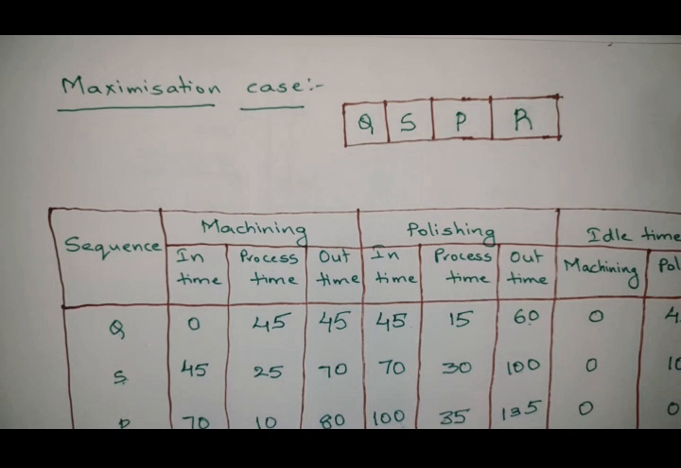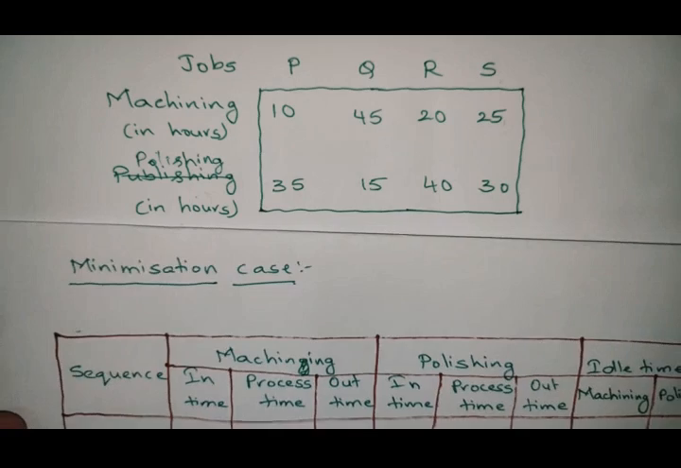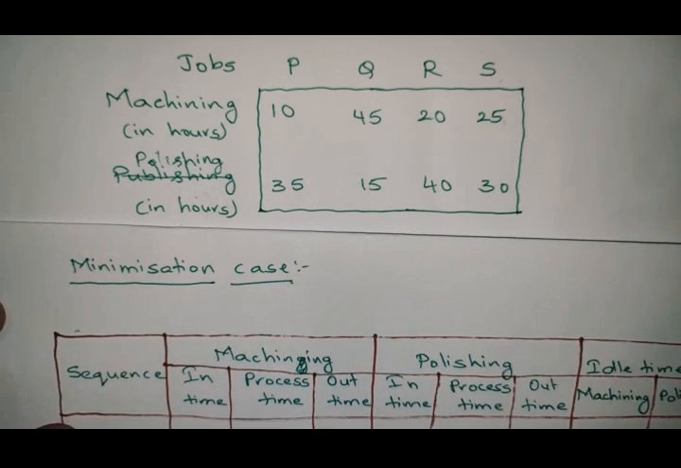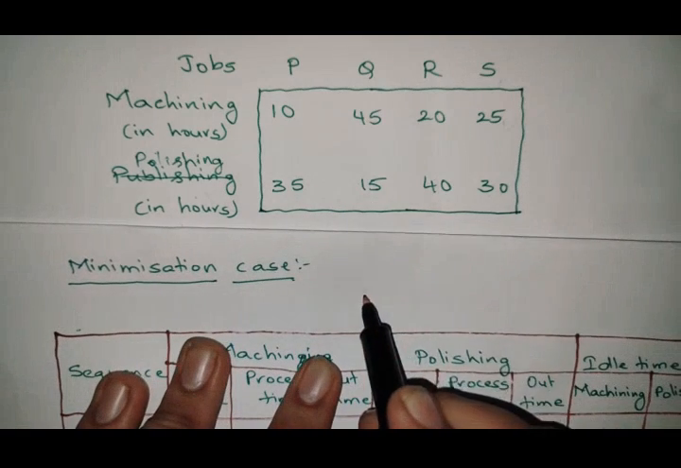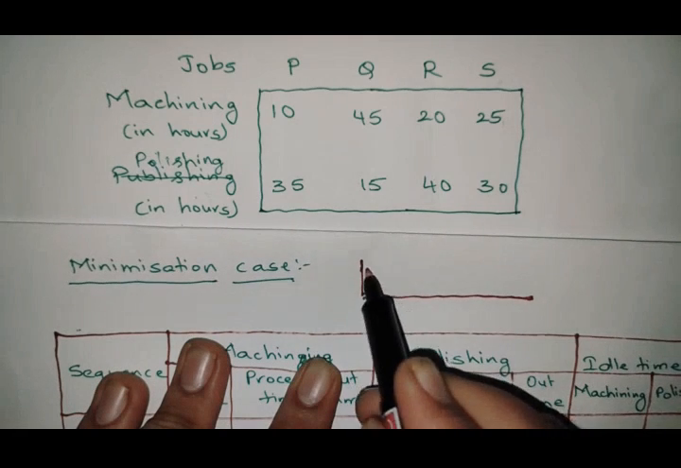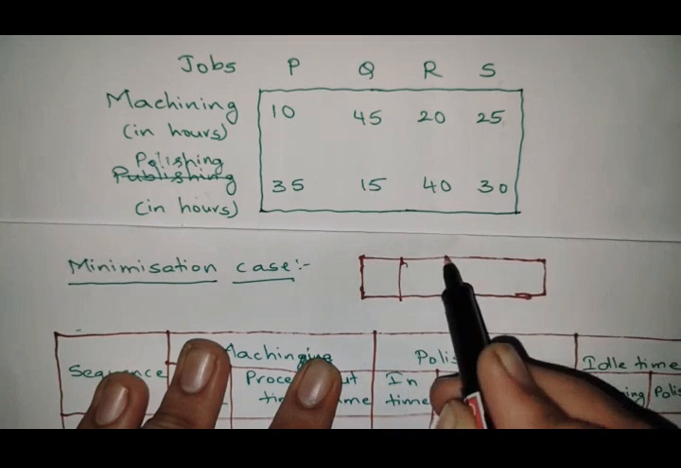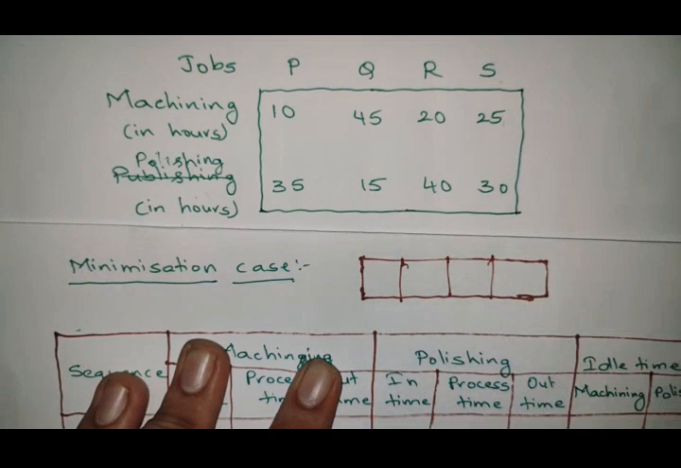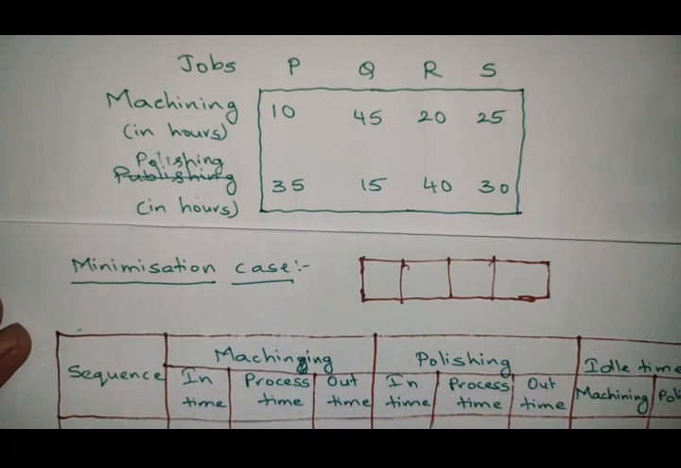So let us solve it. So now we are going to find the sequence in a minimization case. So here we are having the 4 jobs. So that's why draw a table with a single row and 4 columns, 1, 2, 3 and 4. So now let us find the sequence in a minimization case. So now it is our regular procedure.